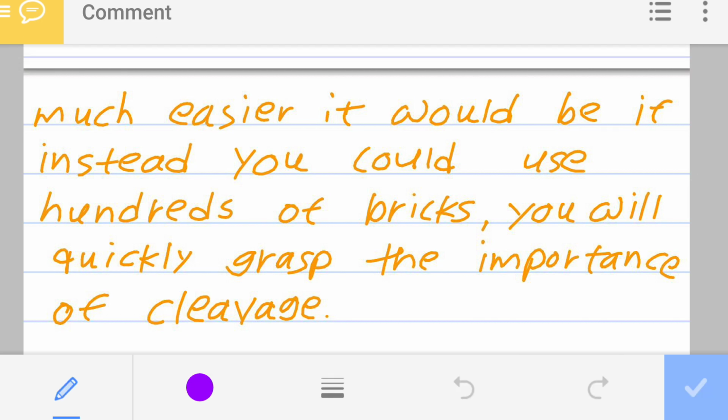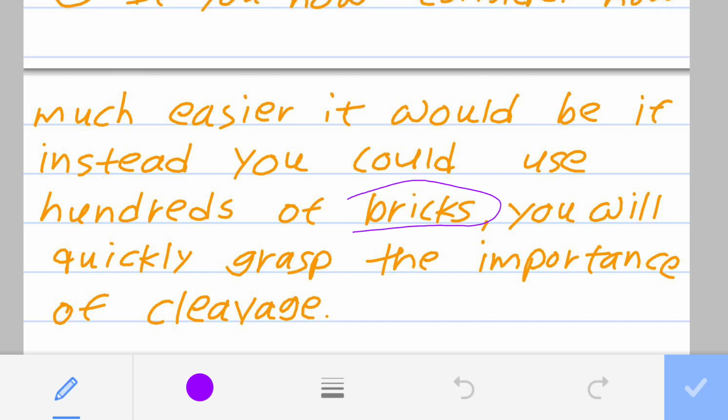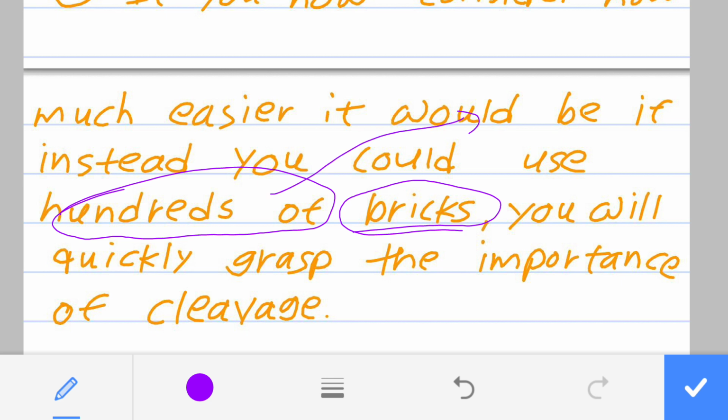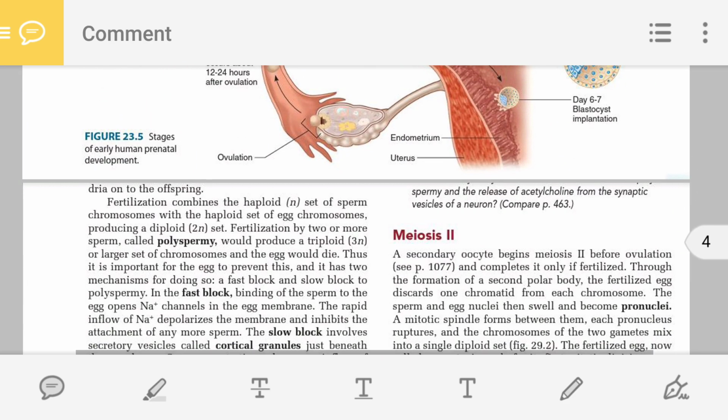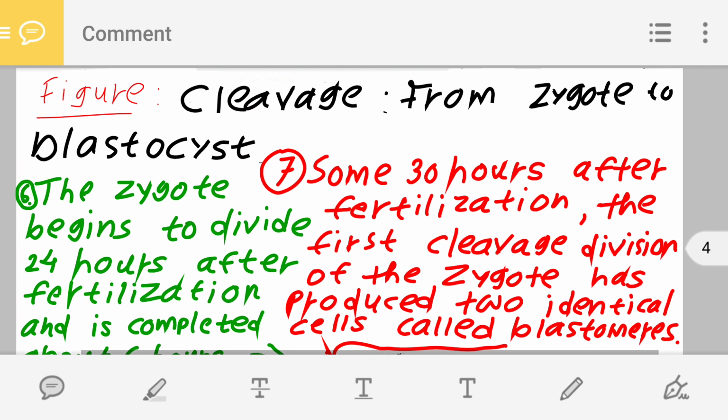Similarly, for the development of the embryo, this is important. With the help of hundreds of bricks, we can easily construct the building. In a similar way, with the help of a large number of cells, we can easily construct the embryo, or we can say with the help of many cells the embryo is formed. And this purpose is fulfilled by the process of cleavage. So now, all the steps of the cleavage.